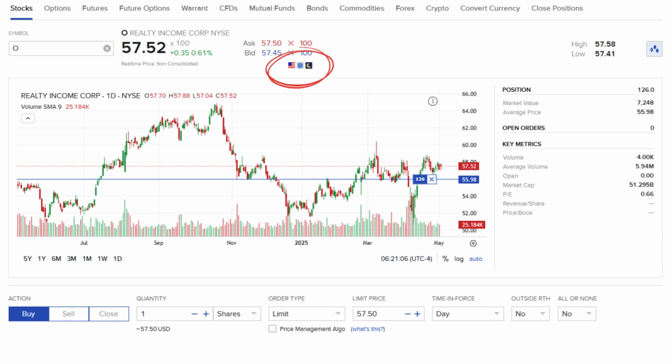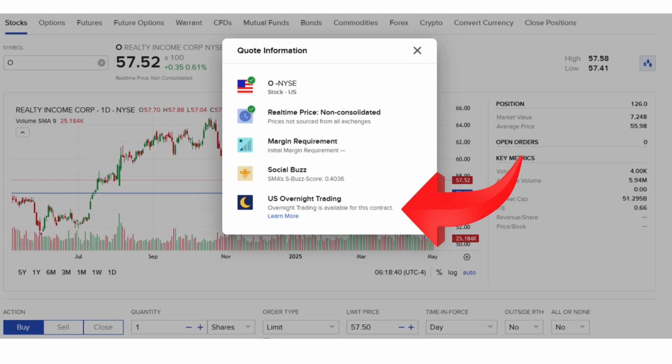Let's have a look at the Realty Income stock as an example of how to trade outside hours. Above the chart you can see several icons that give information about this specific stock. If you click on it, you can see that this stock supports US overnight trading, meaning you can place orders outside regular trading hours.